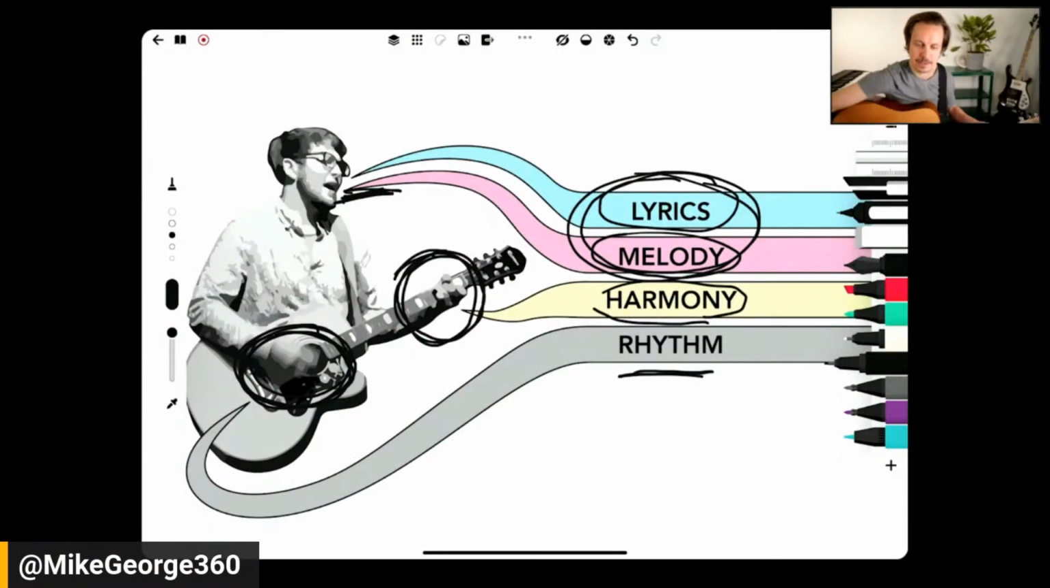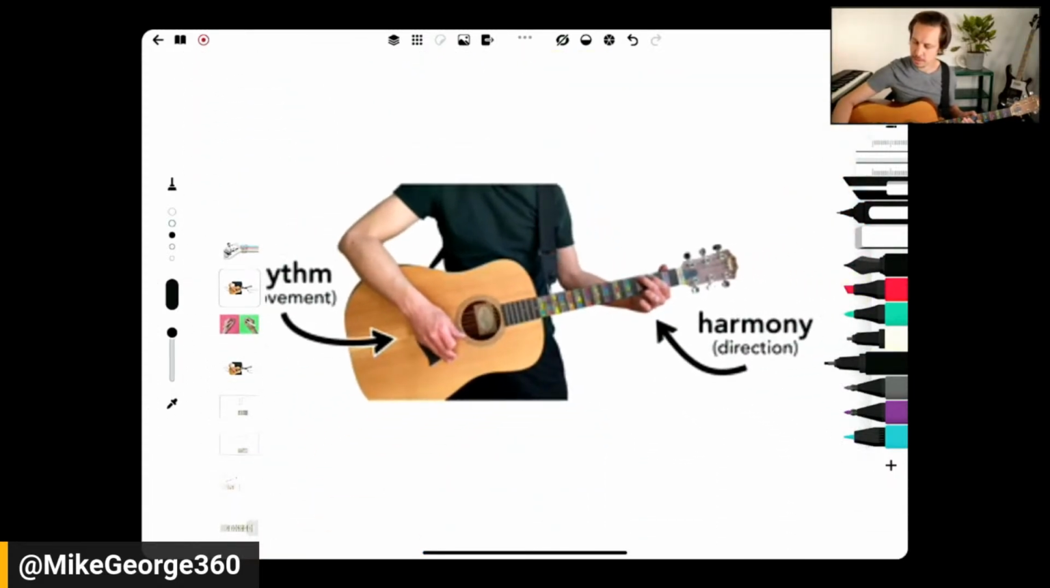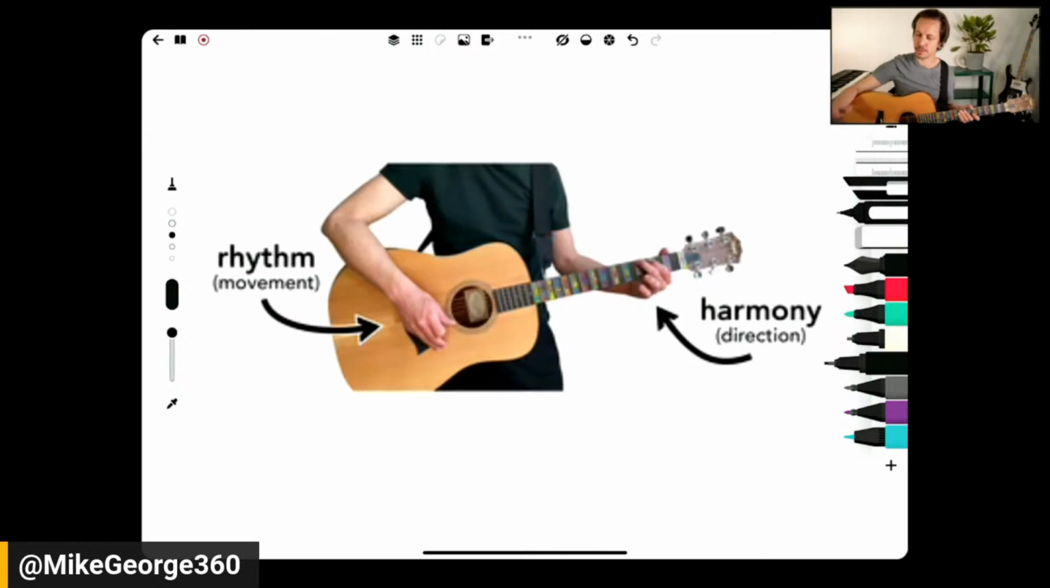So looking at these 4 layers, we have the 4 main layers of a song, again, if you're just accompanying your own music as you play. Now, the 2 layers we're going to focus on here are not the melody and the lyrics, because that's the vocals. We're just going to focus on the hands, where the right hand handles the rhythm, the movement through time, and the harmony is played by the left hand, the part that manages the direction through space.